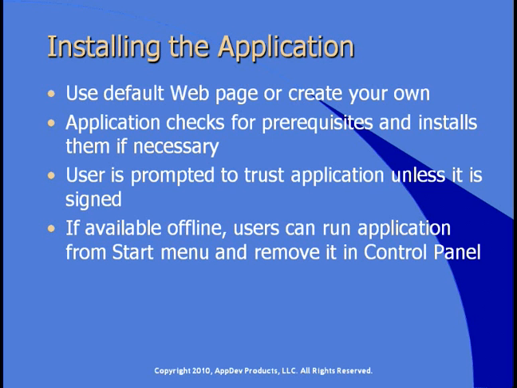If the application is available offline, users can run it from the Start menu and they can remove it in the Control panel. If you make it online only, then they'll have to go to the web page to run it every time.